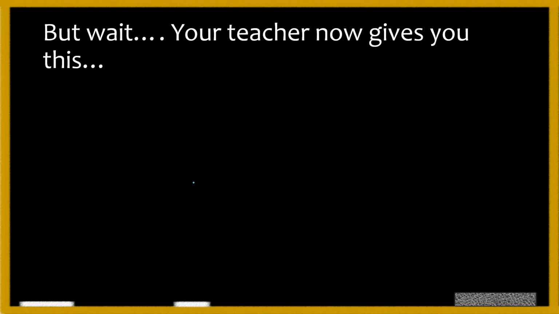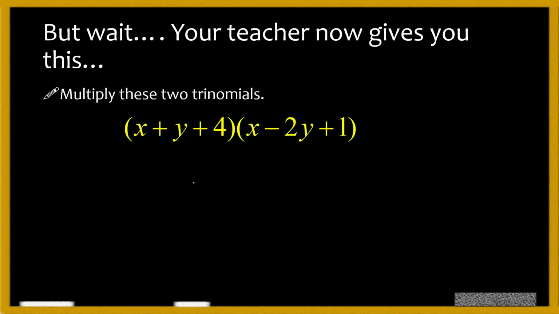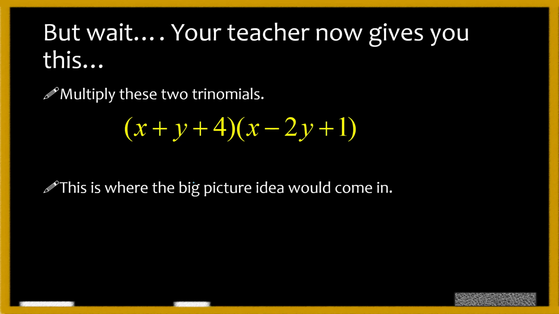But wait, your teacher now gives you this problem. Multiply these two trinomials, x plus y plus 4 times x minus 2y plus 1. And most people would say, we haven't learned how to do that. You've taught me binomials, you've taught me with a single term out there with the distributive property, but I don't know how to do these two. This is where the big picture idea would come in.